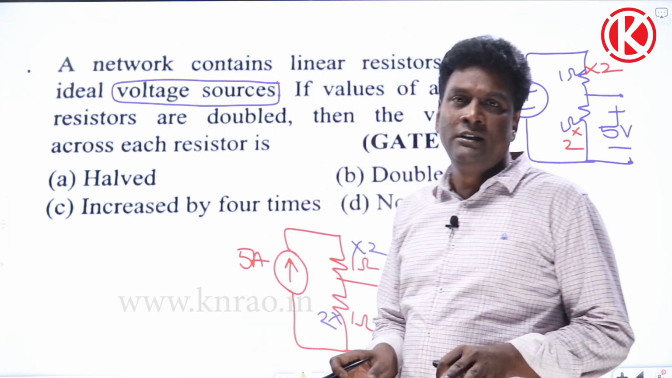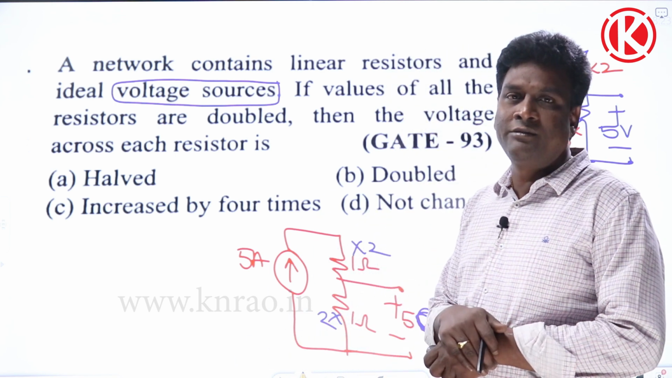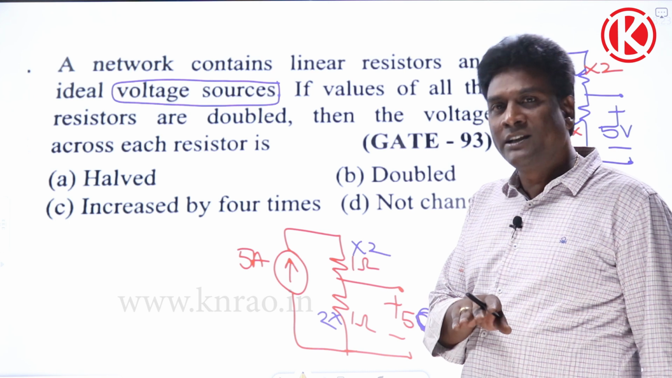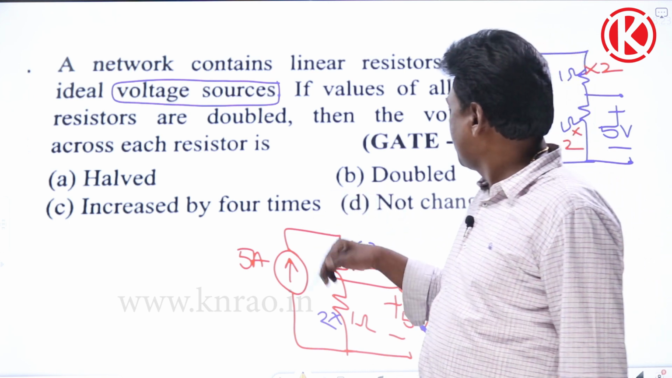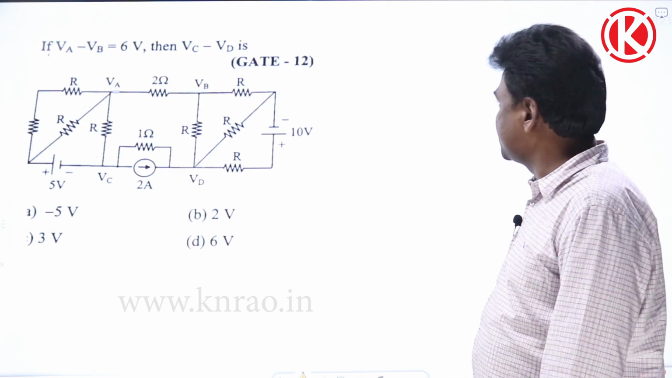With voltage sources, even if you double all the resistance values, the voltage across each and every resistance remains same. None of the above are changed.